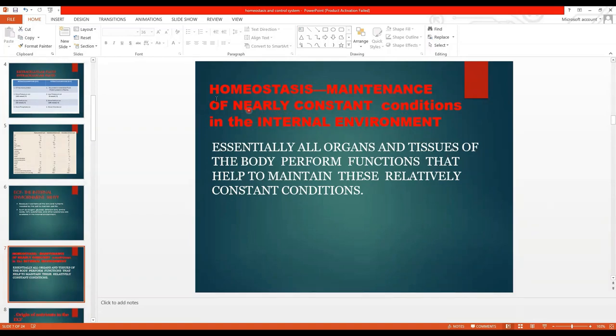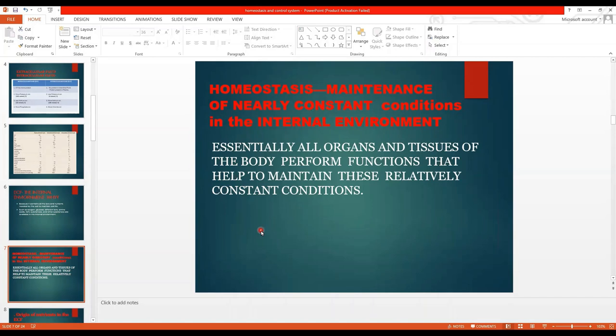Now comes a very important concept, that is homeostasis. Homeo means similar, stasis means stable. So by definition, homeostasis is defined as maintenance of nearly constant conditions in the internal environment. It means our body is in a constant state. Any change in this state will cause damage to the cells of our body. So essentially, all the organs and tissues of the body perform functions that help to maintain these relatively constant conditions.